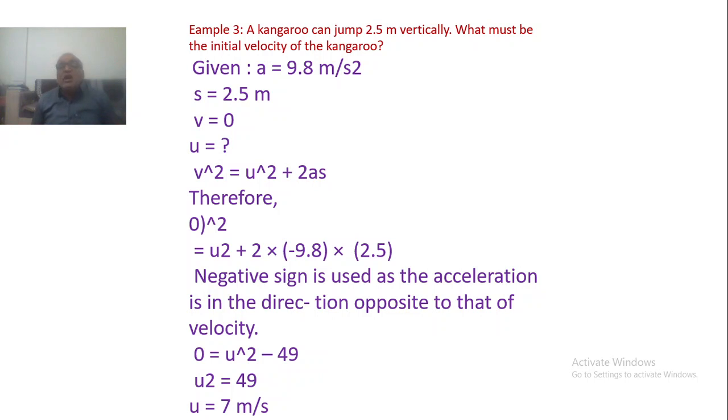Third example, a kangaroo can jump. It is a very important example. A kangaroo can jump 2.5 meter vertically. What must be the initial velocity of the kangaroo? Acceleration a is 9.8 meter per second square. Why? Because the kangaroo jumps against the force of gravity. Therefore, a is equal to minus 9.8 meter per second square, because the negative sign is used when acceleration is in the direction opposite to that of velocity. s is how much it jumps, 2.5 meter.